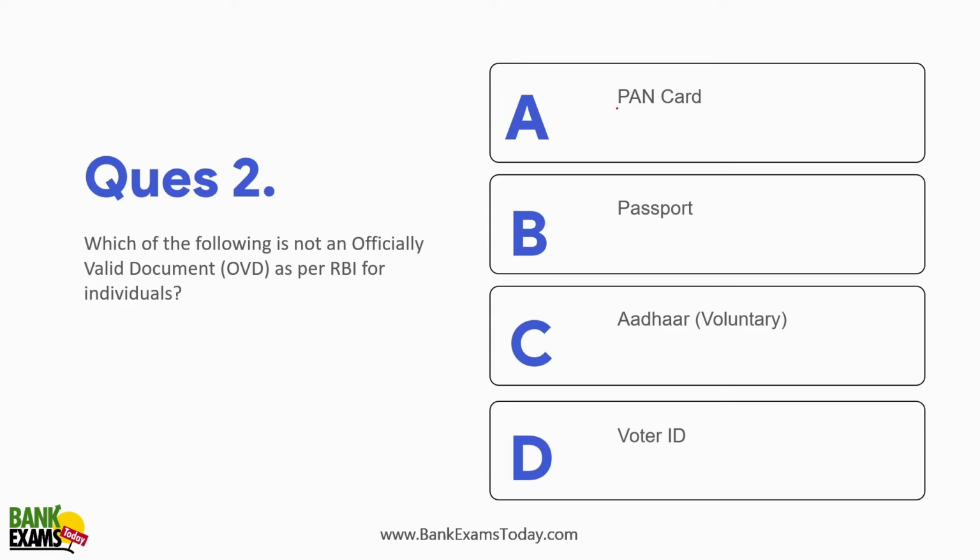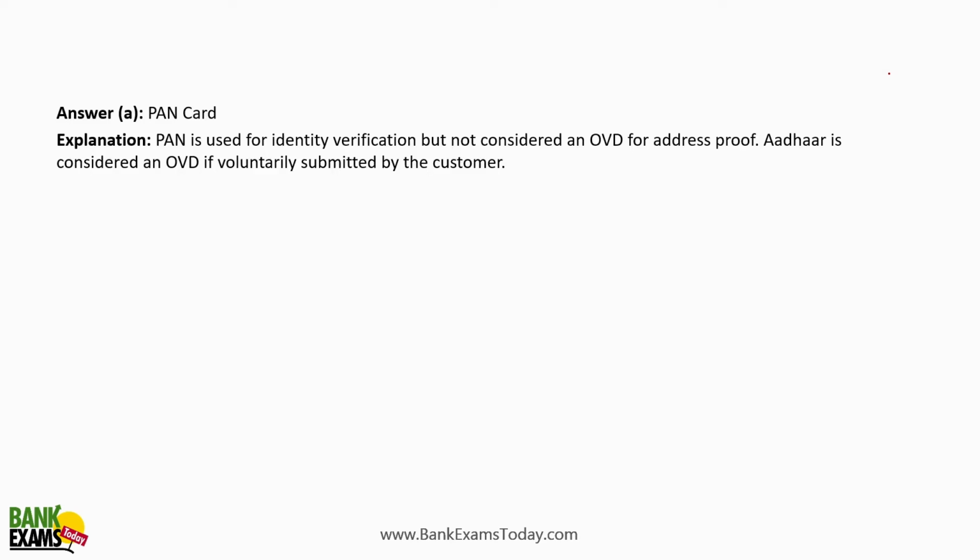Which of the following is not an officially valid document, OVD, as per RBI? So passport, Aadhaar, voter ID, all these are address proofs, right? But the PAN card can be an identity proof, but a PAN card is not an address proof, right? A PAN card is not acceptable as an address proof.